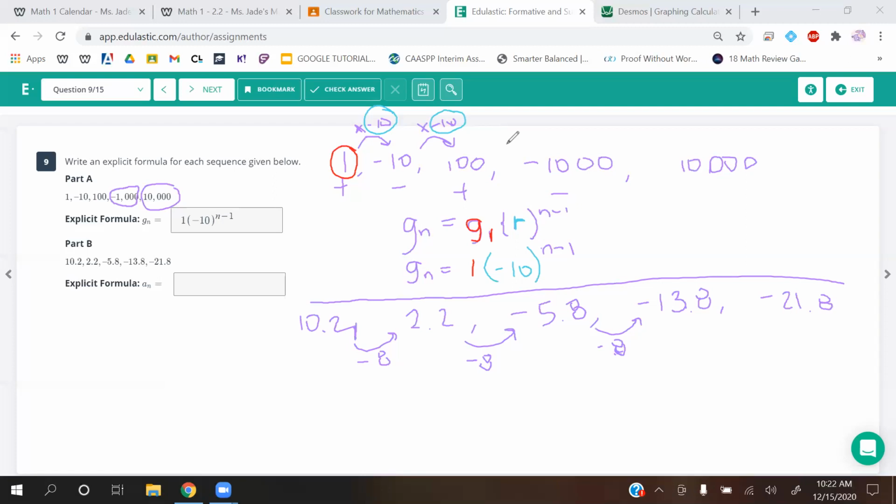So since we are subtracting, subtracting, subtracting, we have an arithmetic formula. So I'm going to write it over here, because I have more space. So a sub n is equal to a sub 1 plus d parentheses n minus 1. This is the general formula for arithmetic explicit formulas. So what is a sub 1? That little 1 over here tells us it's the first term. So that would be 10.2.